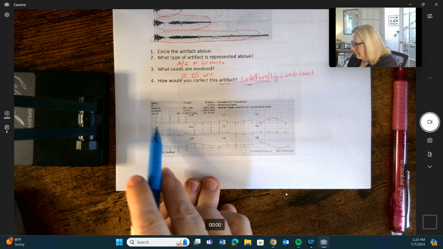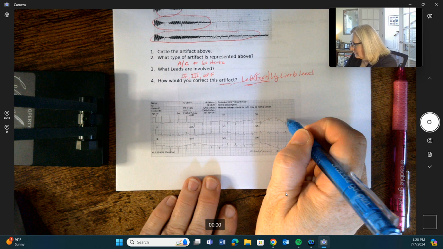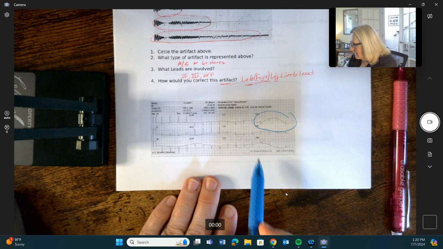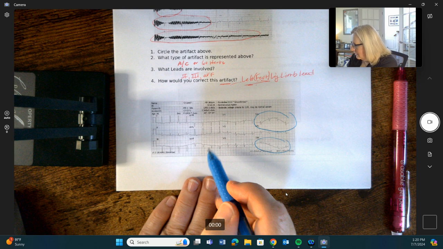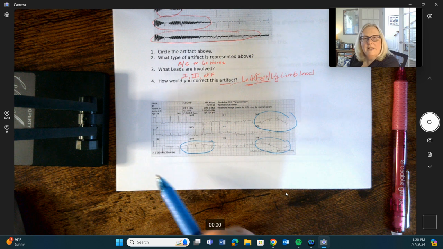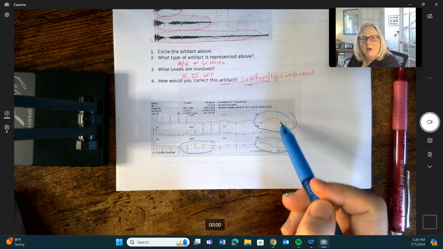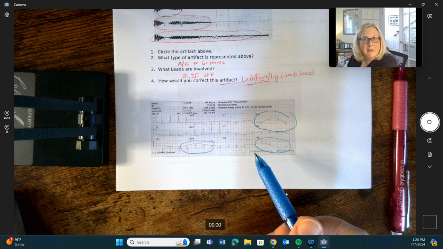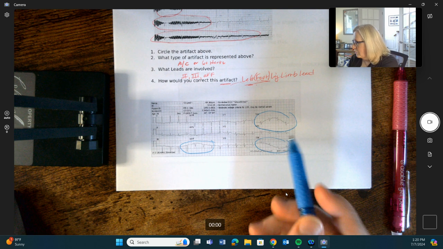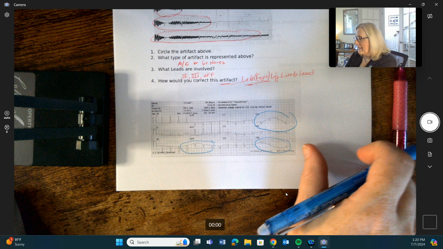So these all look pretty good till I get to here. Then I got some wonkiness going on. I also see it here, a little bit here, right? You see the up and down wave, up and down, up and down. This is mimicking breath patterns, right? So this was considered wandering baseline.